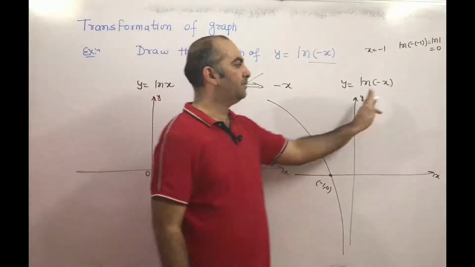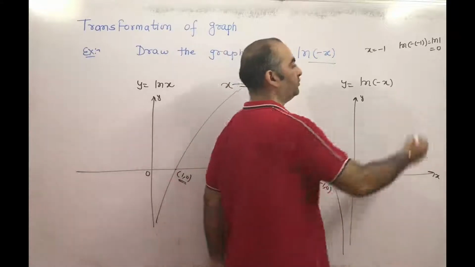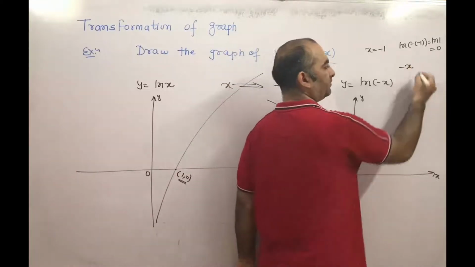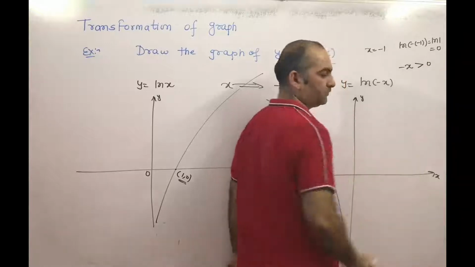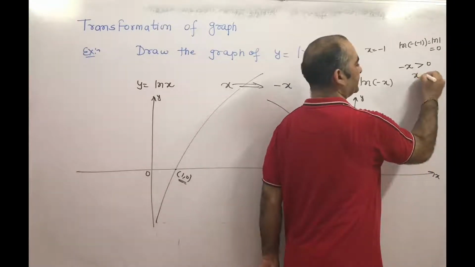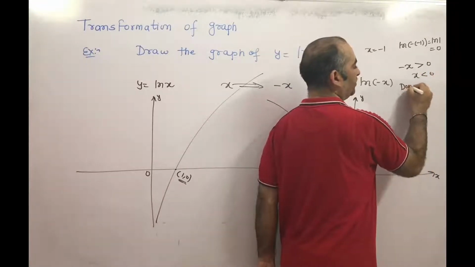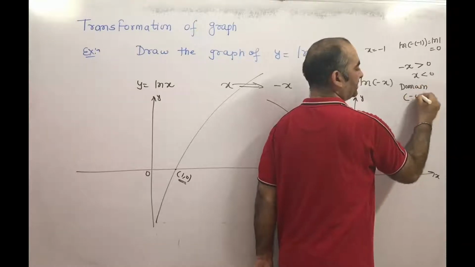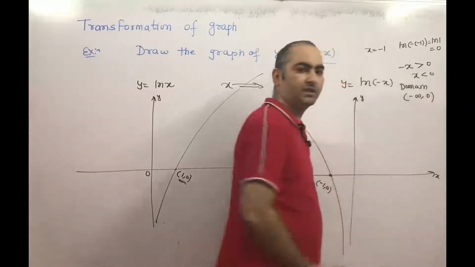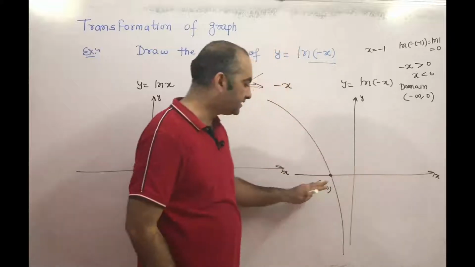And you can see here, minus x is defined. If you find out the domain, minus x is defined when minus x is greater than 0. So here x will be less than 0. So the domain of this one is minus infinity to 0, open. So that means we will get the graph on this side only.